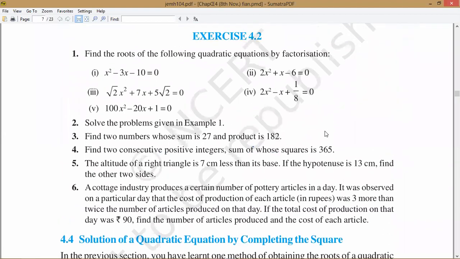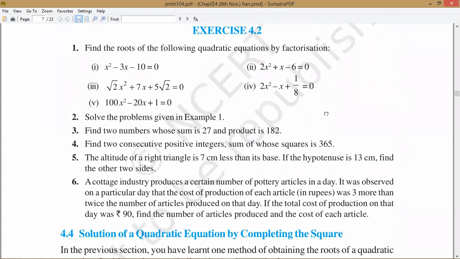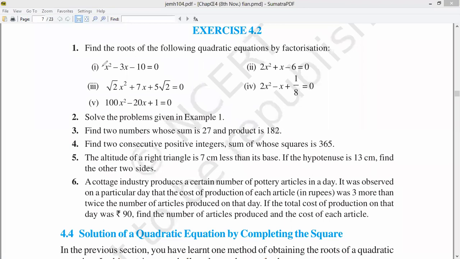So in the first question of 4.2, we also find the roots of the quadratic equations by factorization method. And in this method, as we have done in the last examples, we try to solve that. So first is x square minus 3x minus 10. So first of all, the coefficient of x square is 1. So 1 into 10 is 10 and 10 के ऐसे फैक्टर्स करने जिसको माइनस करने पर क्या है 3. So 10 के ऐसे फैक्टर कर सकते हैं हम 5 और 2. So 5 minus 2 करने पर क्या मिलेगा हमें 3 मिलेगा.